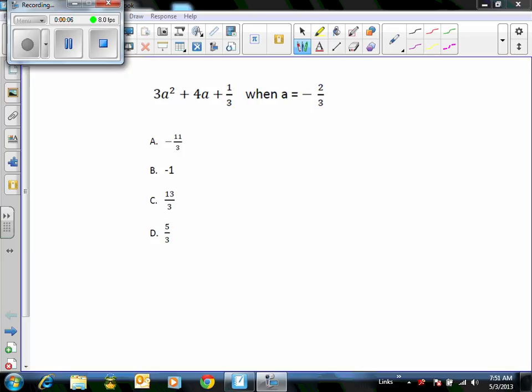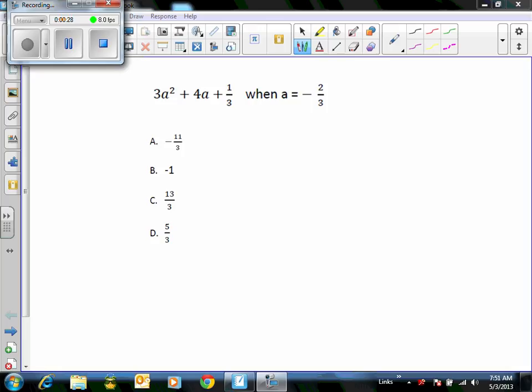Here we're posed with the expression 3a squared plus 4a plus 1/3 when a equals negative 2/3. And this might look like a little bit of a scary problem, but once we go through the process, it's not as bad as what it seems. So let's go ahead and start off.